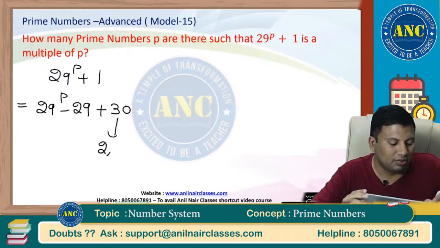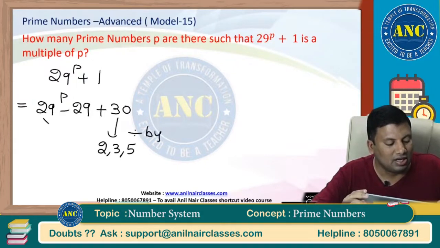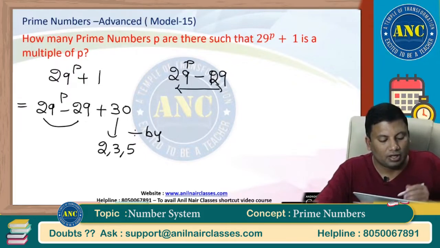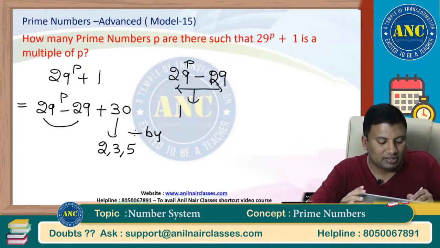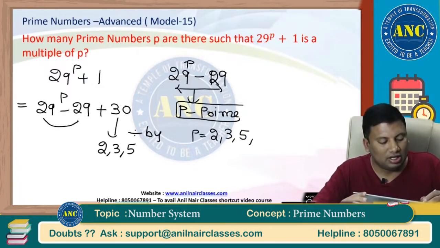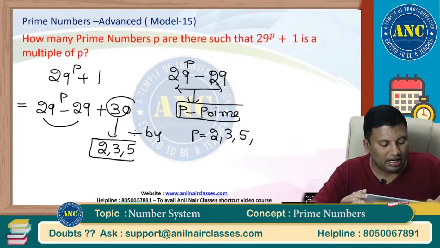30 is divisible by 2, 3 and 5. These are the prime factors. Now 29 power p minus 29 is perfectly divisible by p if p is a prime number. So p can take 2, p can take 3, p can take 5. So these prime factors are 2, 3 and 5.